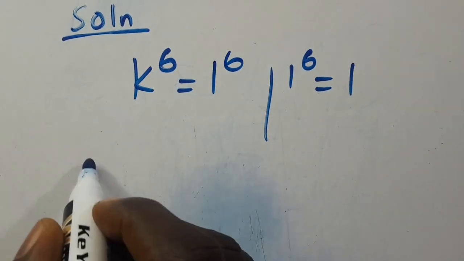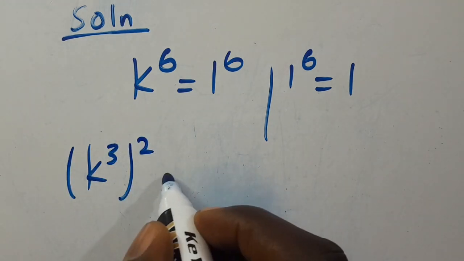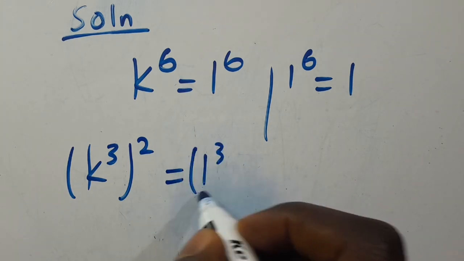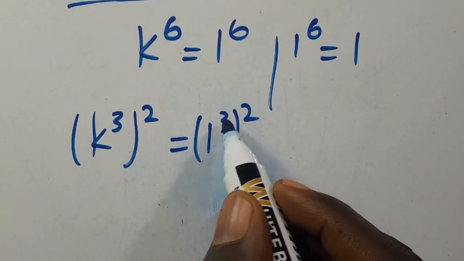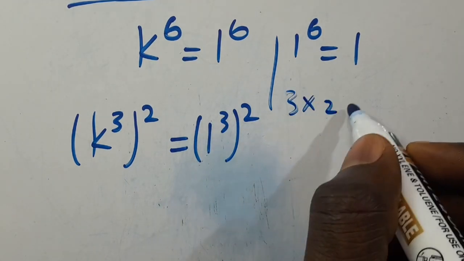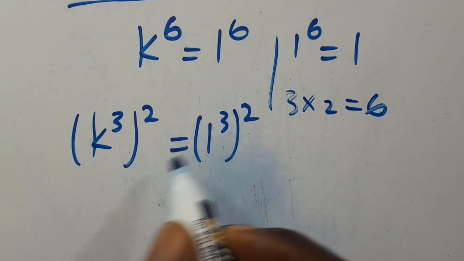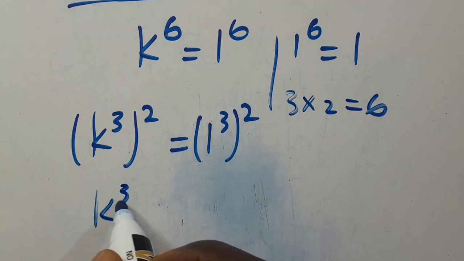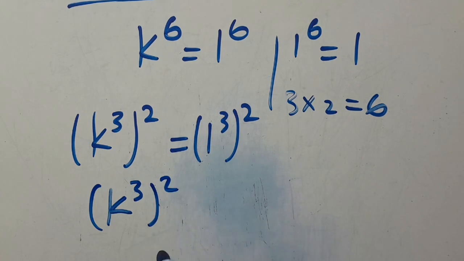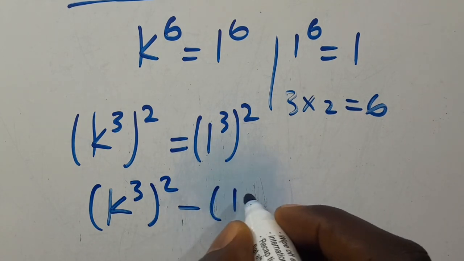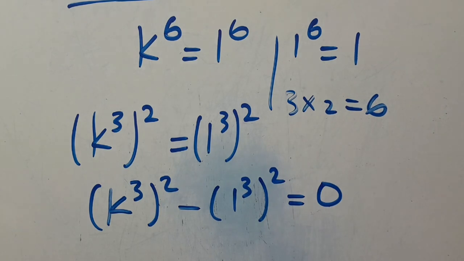Let's express this power as k to the power of 3, all in parentheses to the power of 2, which equals 1 to the power of 3, all in parentheses to the power of 2. So 3 times 2 will give us 6. Let's take the right hand side to this side, then we will have k to the power of 3, all in parentheses to the power of 2, minus 1 to the power of 3, all in parentheses to the power of 2, and we set everything equal to 0.